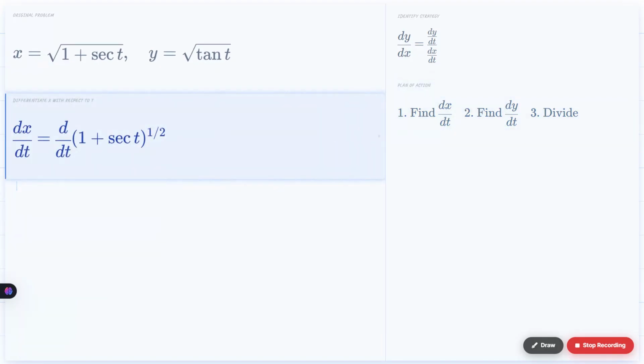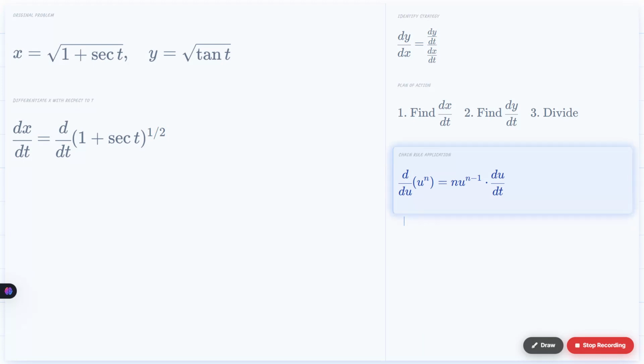We find the derivative of y with respect to t. We do this to get the first part of our rule. We take the derivative of 1 plus secant to the power of 1/2. We use the chain rule for this step. We do this because there is a function inside another function. The rule says we multiply the power by the inside part and then multiply by the derivative of the inside part.